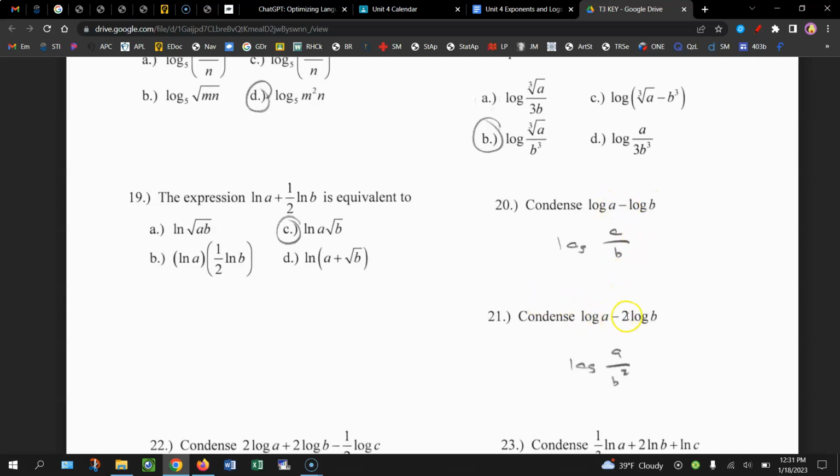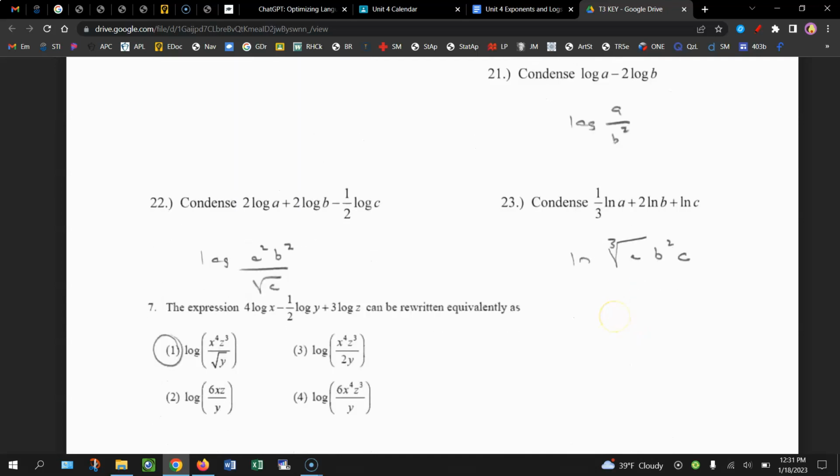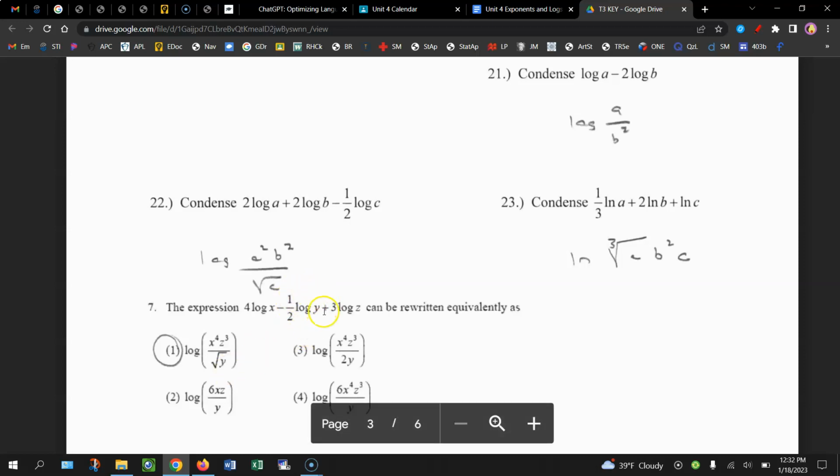21, very similar, a divided by b squared, because that exponent comes up. 22, you got a bunch of exponents to come up, a squared, b squared, and then you're dividing by c to the 1/2, which is square root of c. And then in this multiple choice one, very similar, x to the 4th, you're dividing by the square root of y, or y to the 1/2, and then times z to the 3rd. That's why the z to the 3rd is in the numerator, because now it's plus, which means multiplication. So that's the first half of the lesson, expanding and condensing.